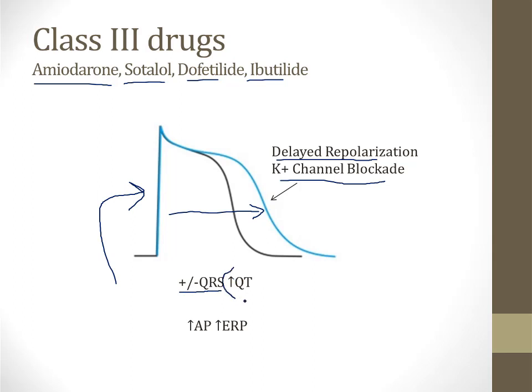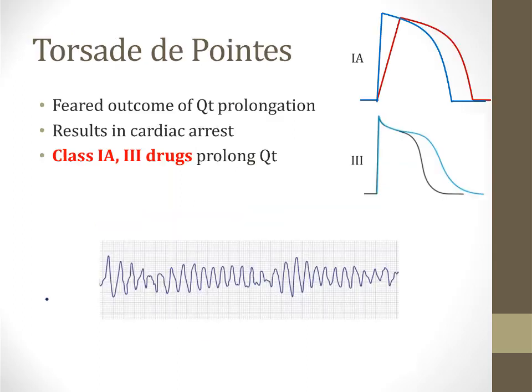However, the QT interval can become prolonged, and that's by the mechanism we discussed previously. Anytime the action potential duration is lengthened, the QT interval can potentially prolong. The action potential duration and the effective refractory period are increased by drugs in this class. The feared complication of QT prolongation by class 3 antiarrhythmics is an arrhythmia called torsade de pointes that can result in cardiac arrest.